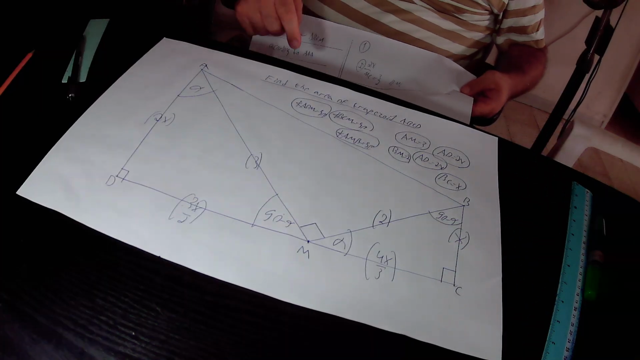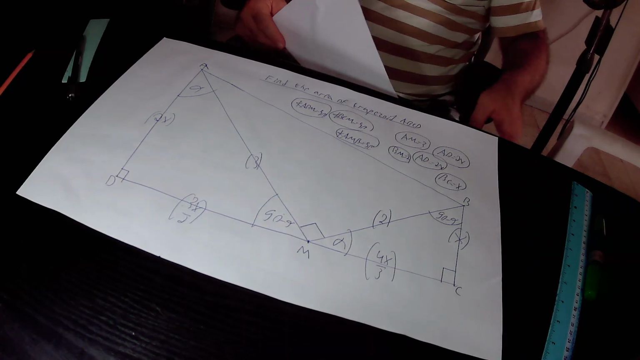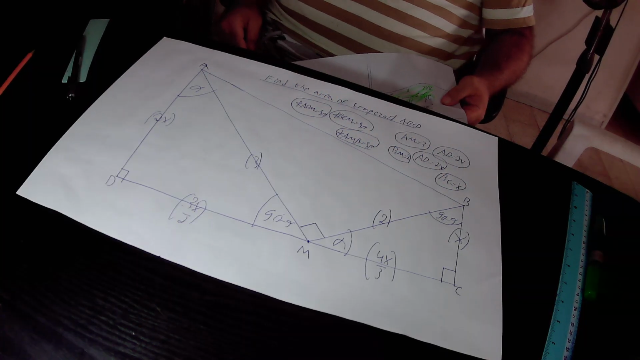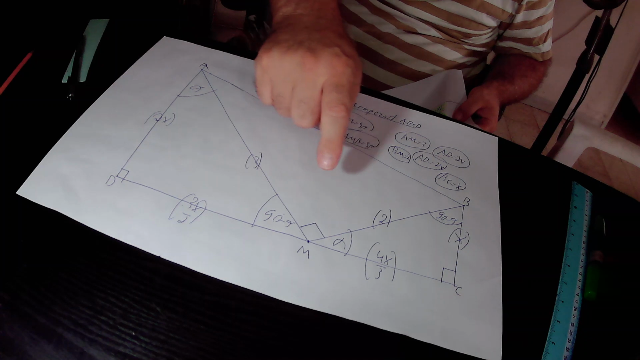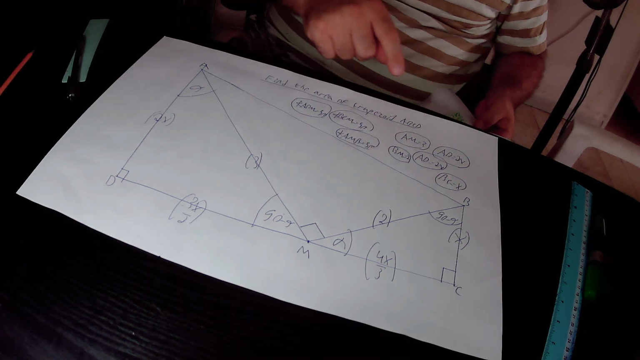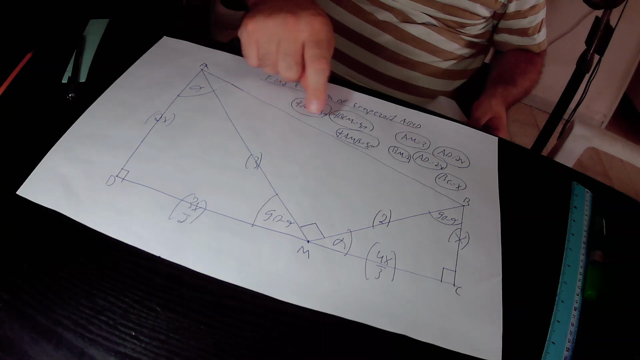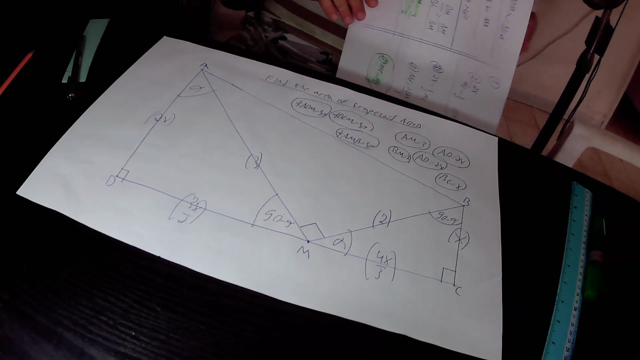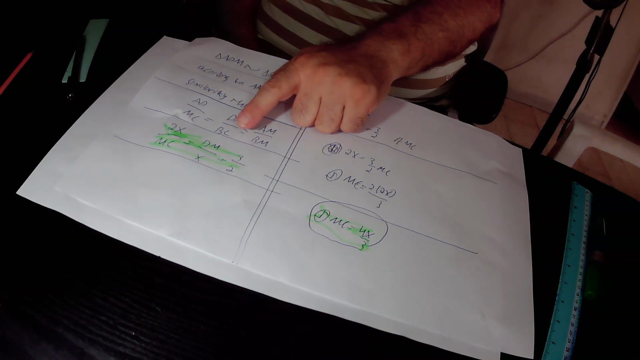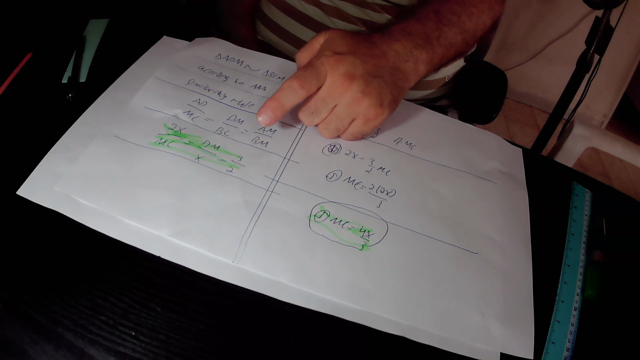AD is 2x, over MC. MC is the missing side, so we leave it as it is, and it equals DM over BC. DM is also a missing side, so we leave it as it is. BC is x, and it equals AM, that is 3, over BM, that is 2. So in total, we find out that 2x over MC equals DM over x equals 3 halves.